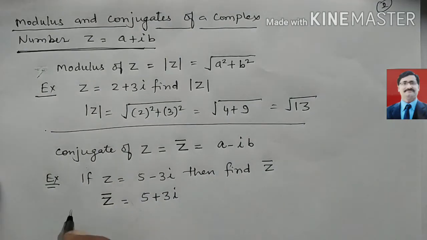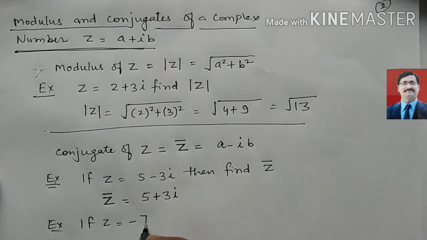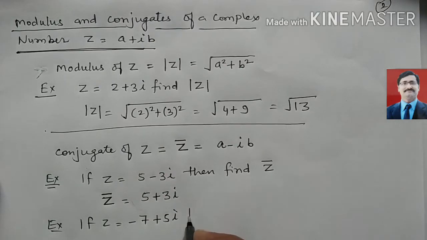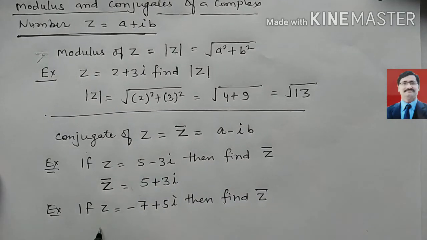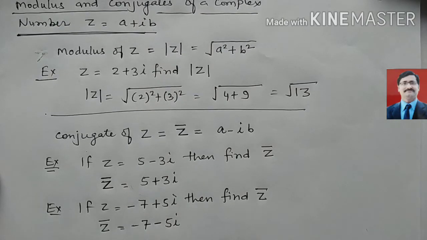Okay, one more question we do here. If z is given to you as minus 7 plus 5 iota, then find z conjugate. This z conjugate will be minus 7, you write as it is. Here you have to change: this plus iota, you write here minus iota. Hope you understand, this is the z conjugate. So it is very simple.